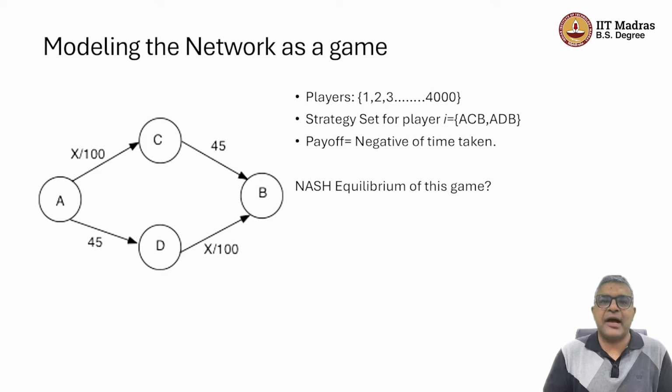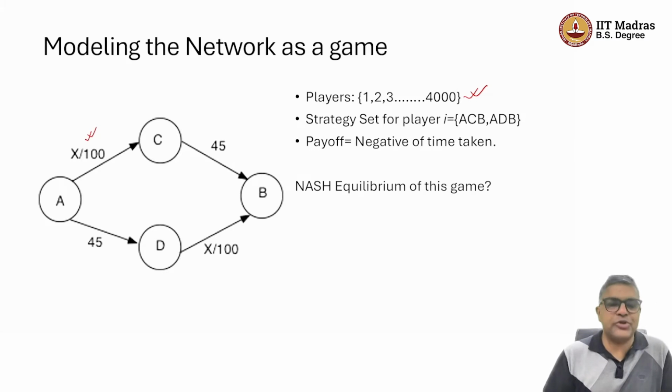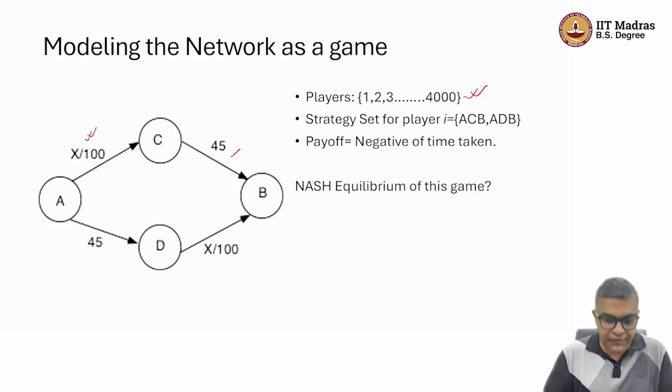So, there are 4,000 motorists or autonomous Tesla vehicles. They have to travel from A to B. A to C is a congested road. The time taken to travel from A to C depends on the number of autonomous vehicles on that road, and let us say if it is X, then time taken is X by 100. C to B is quite wide, so it takes 45 minutes.